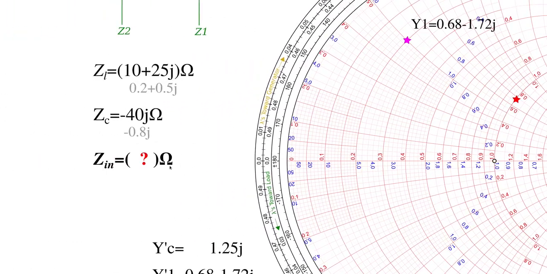So we get as a result here a normalized value of 1 plus 0.67J. But this is a normalized value. In order to denormalize, we have to multiply it by 50. So this becomes 50, and 0.67 times 50 is about 33, sorry, it's 50 plus 33J. So that's going to be my final answer of the two impedances put in parallel.